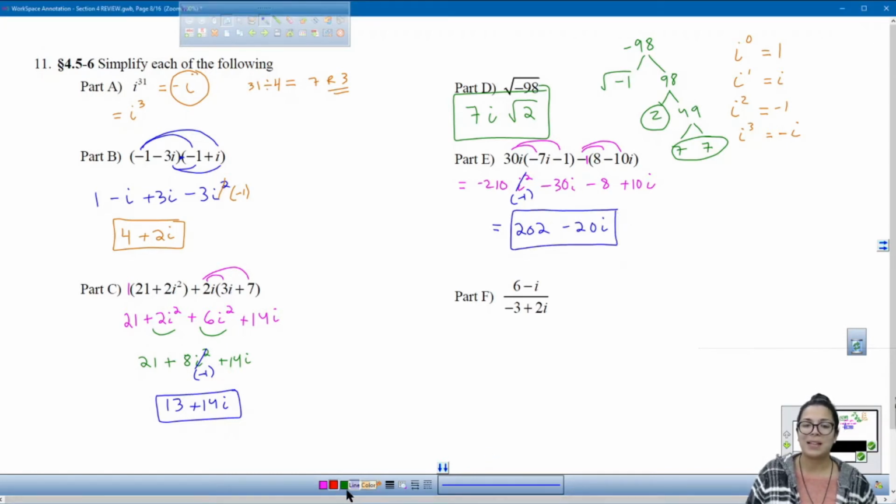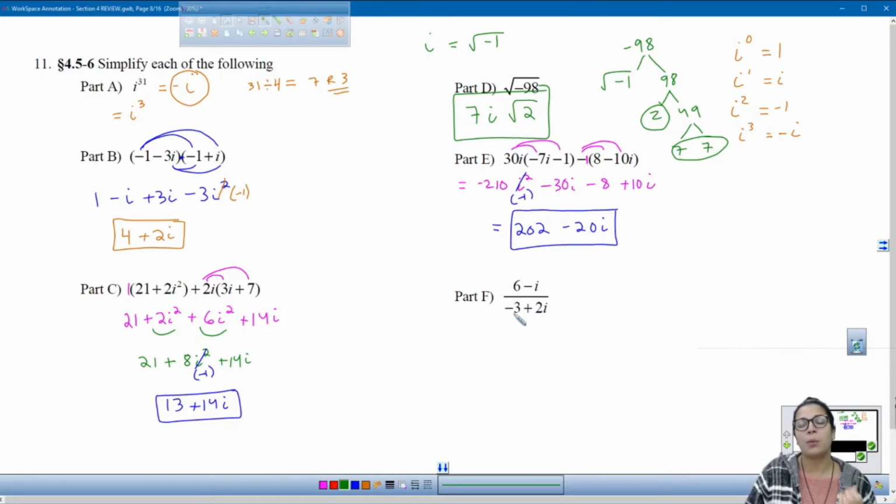Okie dokie. Last one, part F. So on part F, we have a fraction here. And the issue is that you cannot have a radical in the denominator. i is a radical. Remember, i is the square root of -1. So because of that, you cannot have i in the denominator.